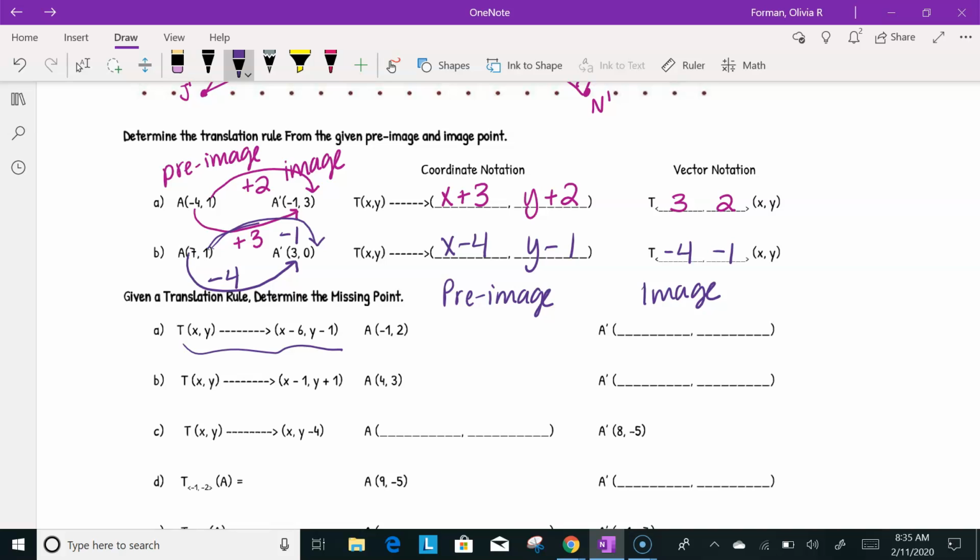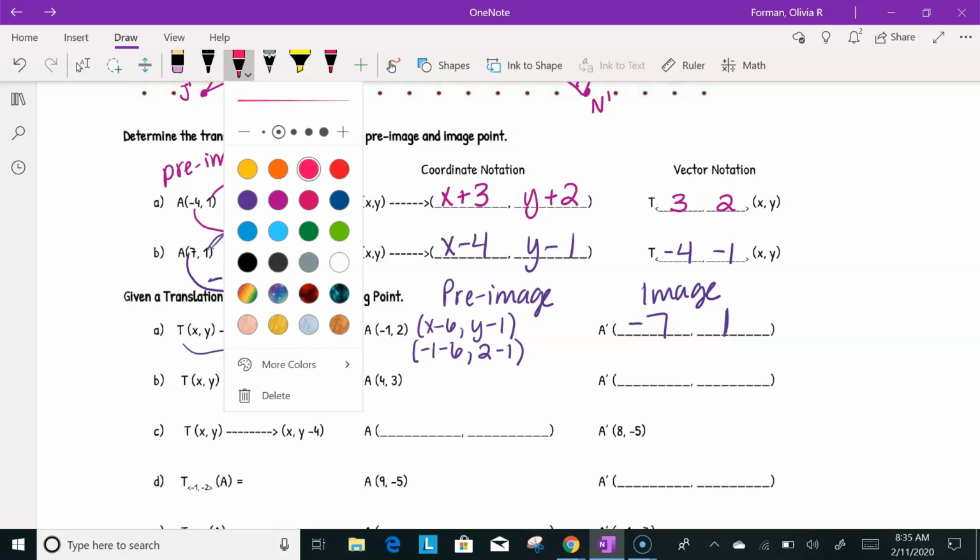And what it says is that we take our x value, the coordinate rule says we take x minus 6 and we take y minus 1. So you're going to put, for x, -1 minus 6. For y, you're putting 2 minus 1. So -1 minus 6 gives you -7. 2 minus 1 gives you 1. You end up with an image point A prime at -7, 1.